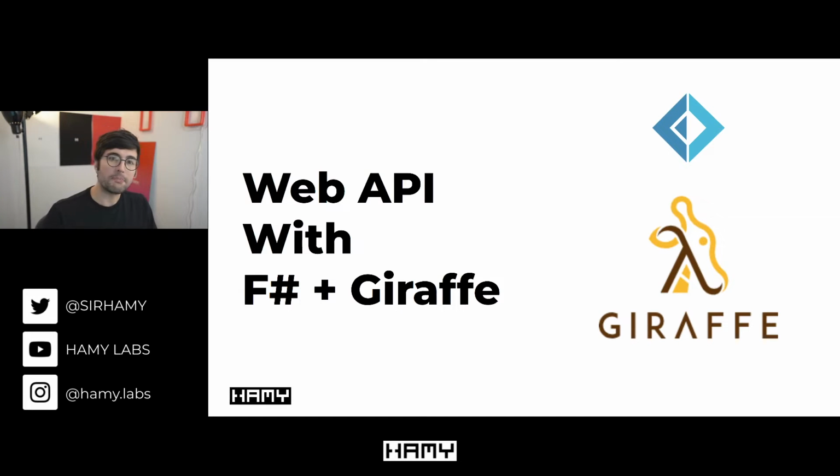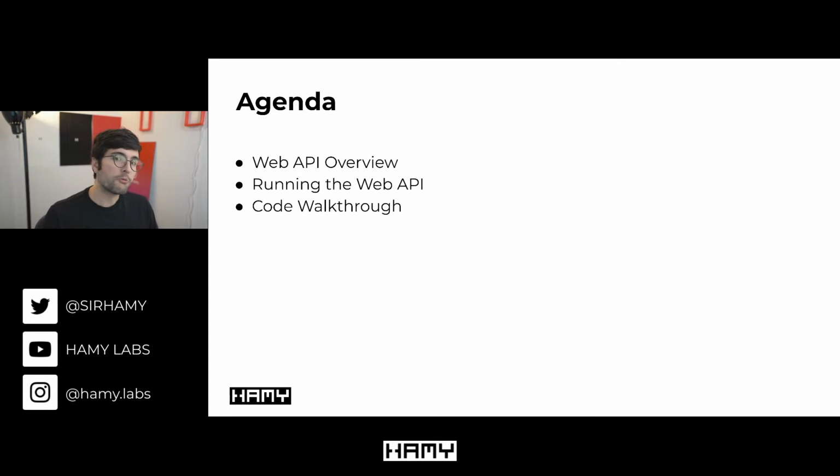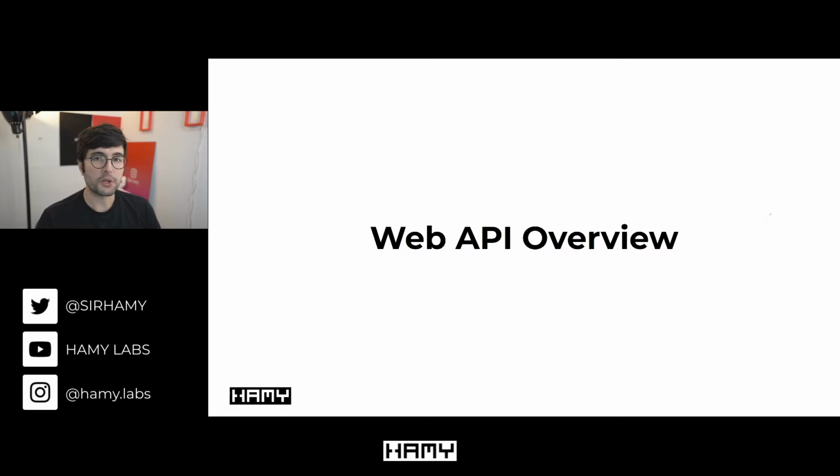In this video, we're going to be building a simple, minimal web API with F# and Giraffe. First, we're going to start off with an overview of what the web API is and the libraries that we're going to be using to build it. Then we're going to show you how to actually run this API so you can understand the behavior a little bit better and also play around with the code yourself. And finally, we're going to end with a code walkthrough to go through all of the primary building blocks that allow it to function in the way that it does. So let's start with an overview of the API.